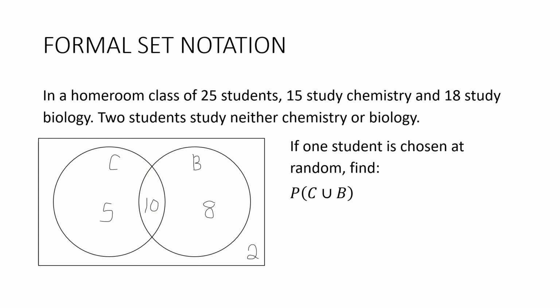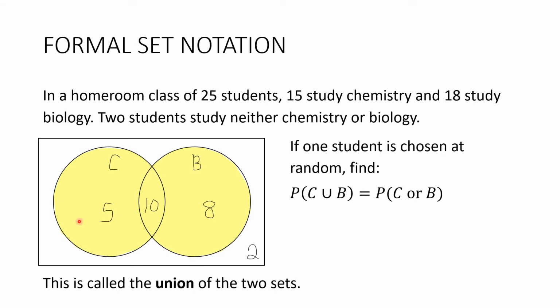Find the probability of C union B. Now this is the same as chemistry or biology, and this is called the union. So everything in C and everything in B and everything that overlaps. So same answer, 5 plus 10 plus 8 over 25, which is 23 out of 25.